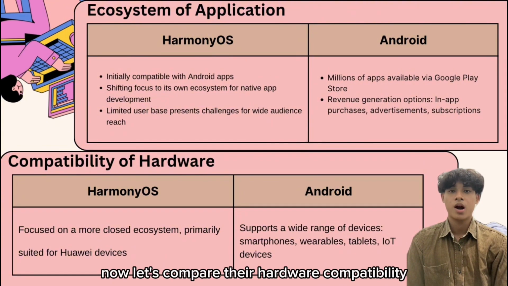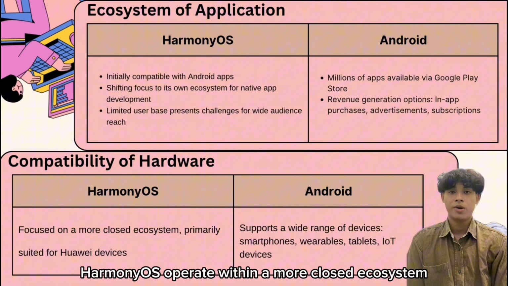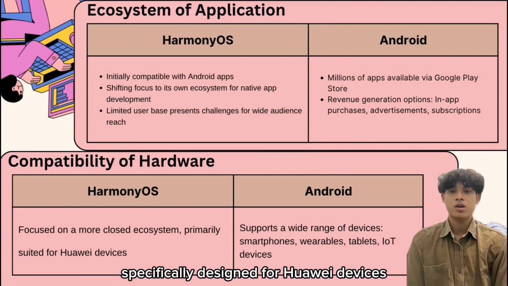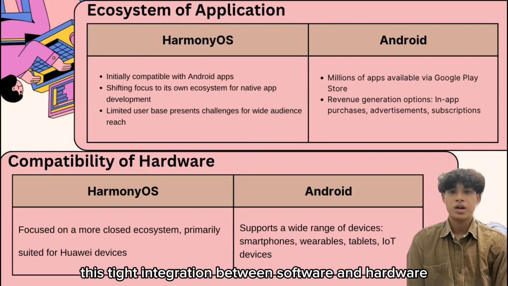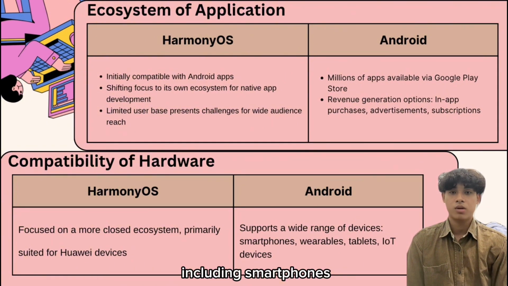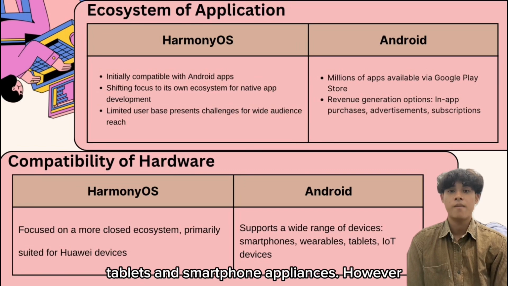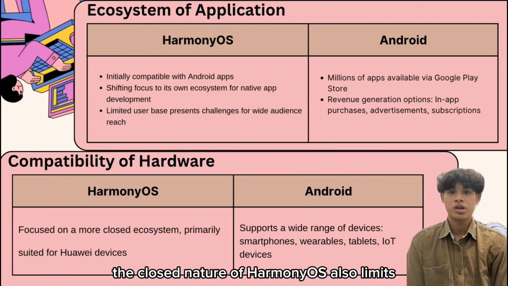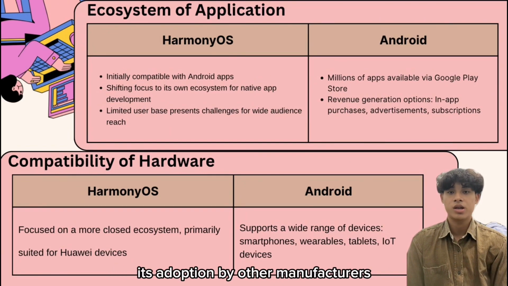Now, let's compare their hardware compatibility. HarmonyOS operates within a more closed ecosystem, specifically designed for Huawei devices. The tight integration between software and hardware ensures seamless performance within Huawei's lineup, including smartphones, tablets, and smart appliances. However, the closed nature of HarmonyOS also limits its adoption by other manufacturers, which reduces its market potential globally.